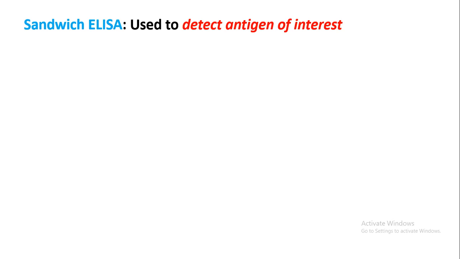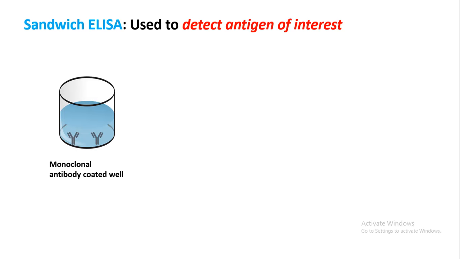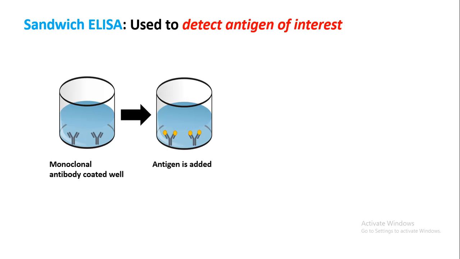For example, we wanted to detect whether an antigen is present in a patient's blood sample or not. So what we can do, we know that antigen binds to its specific monoclonal antibody. So we can coat the well of the microtiter plate with monoclonal antibody. After that, we can give the patient serum or patient blood or any bodily fluid like that.